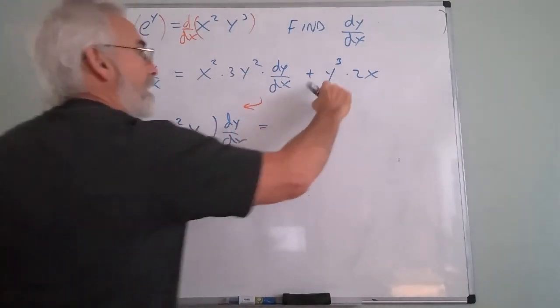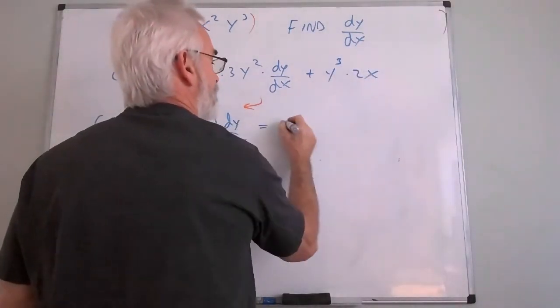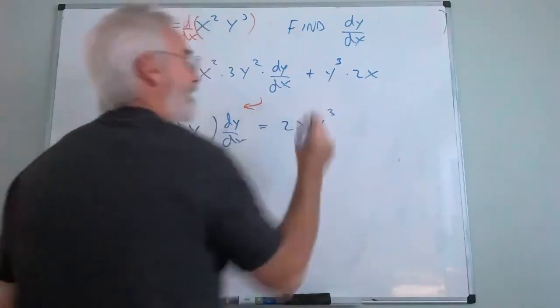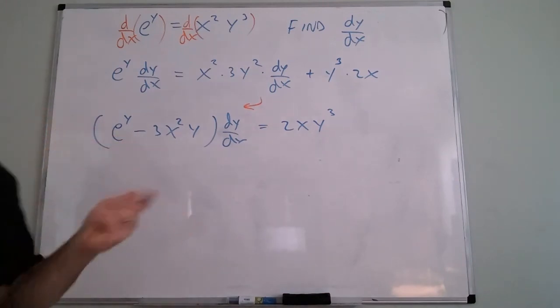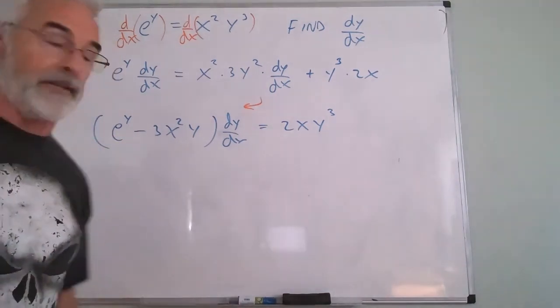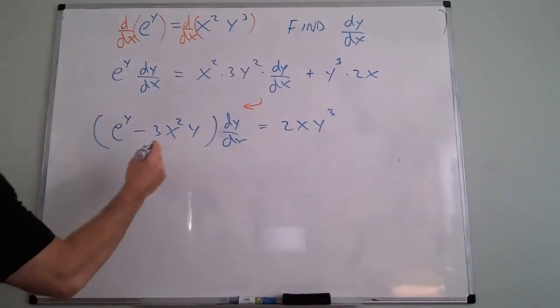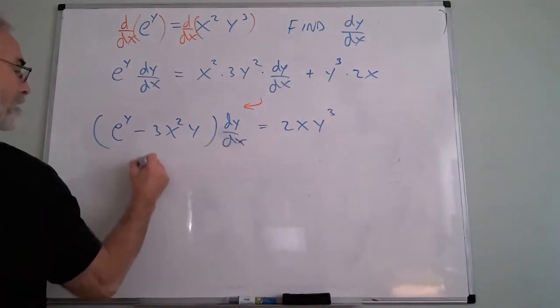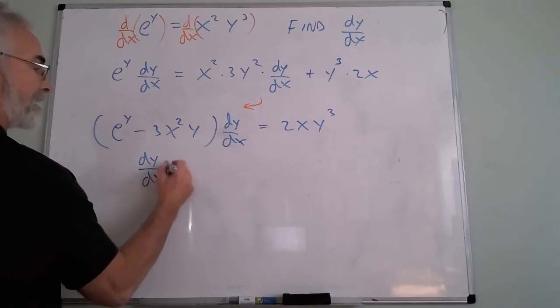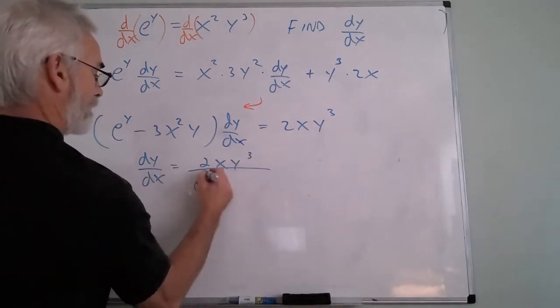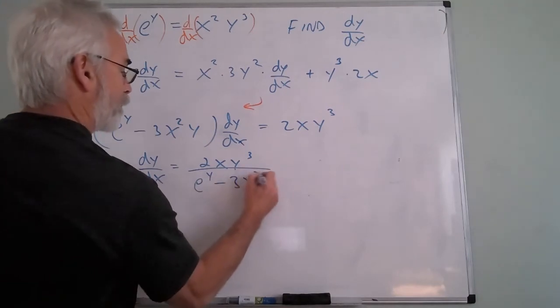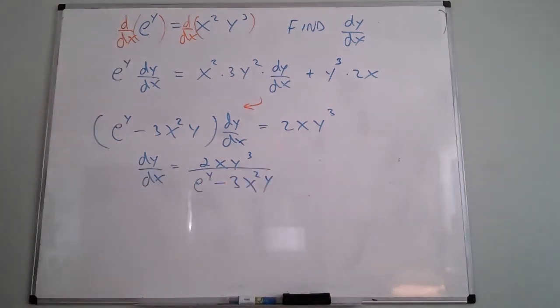On the right side, I have x cubed times 2 times x. So how about 2x y cubed? Again, that's the appropriate way because I have my coefficient first and then I have my variables in alphabetical order, which is actually technically the way we're supposed to do it. And so finally, dy dx equals 2xy cubed over e to the y minus 3x squared y. Beautiful. That was a piece of cake.